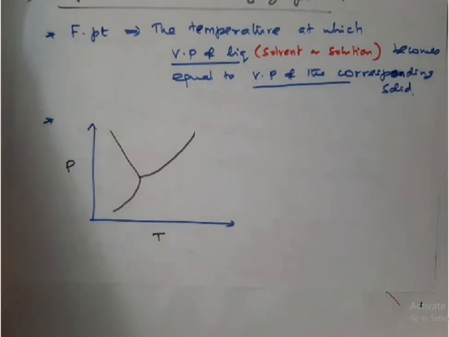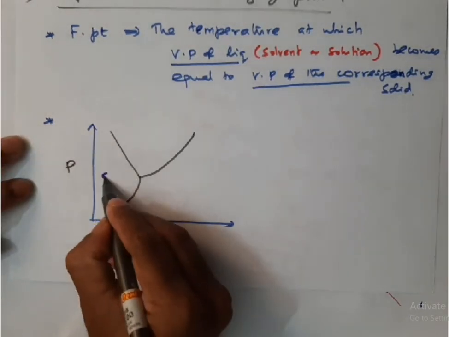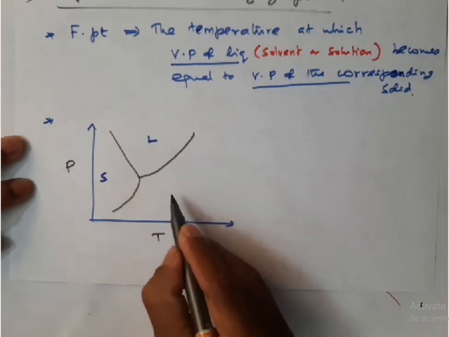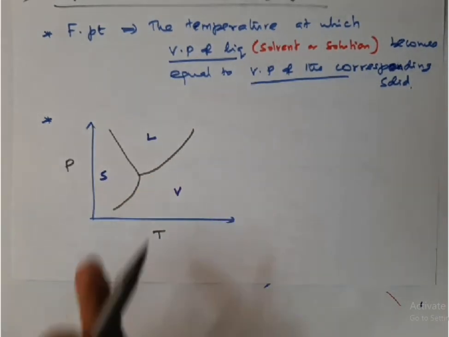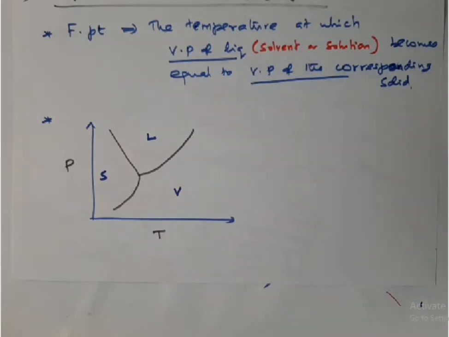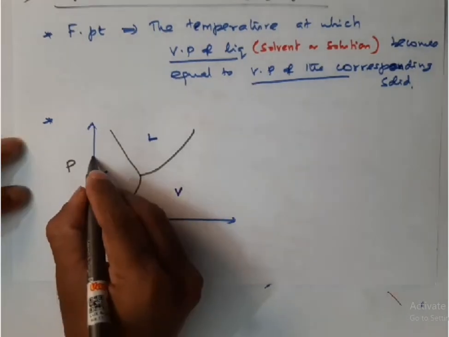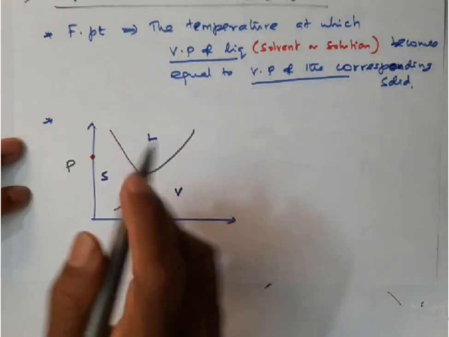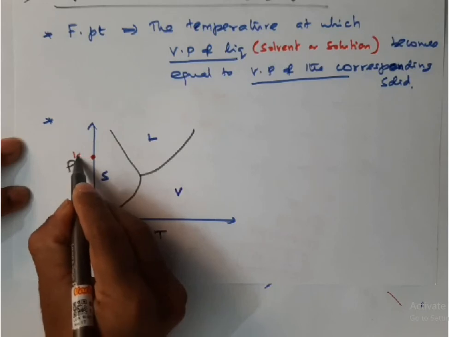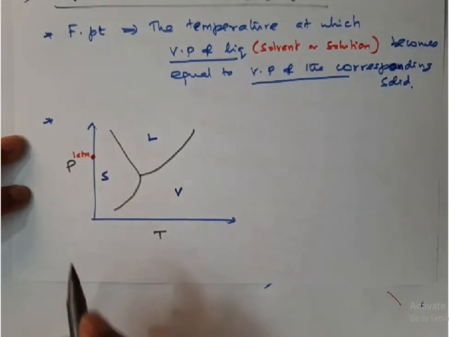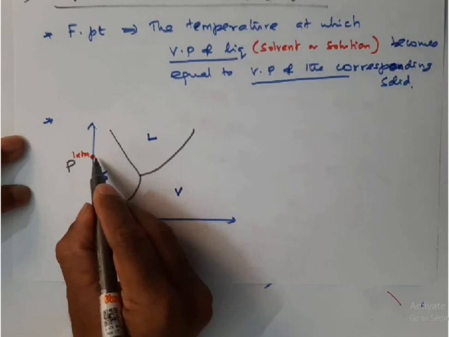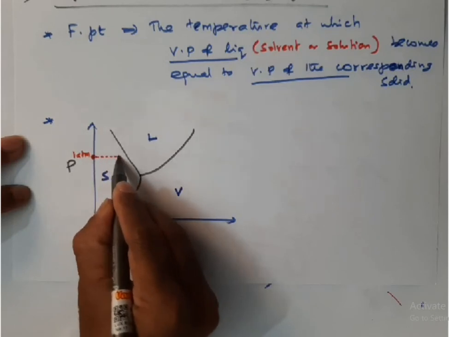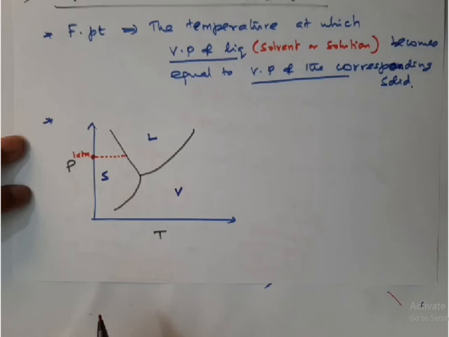Here we have ice, solid water. Here we have liquid water. Here we have water vapor. Solid, liquid, vapor. Now, students, I'll take some external pressure. At sea level, the external pressure is 1 atmosphere. You draw a straight line.